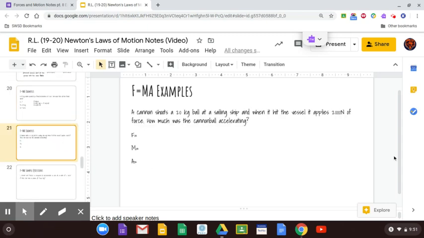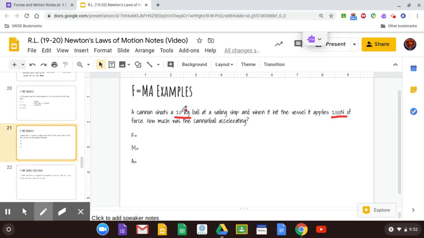This one says, a cannon shoots a 20-kilogram ball at a sailing ship, and when it hit the vessel, it applies 2,000 newtons of force. How much was the cannonball accelerating? So my goal is to do the same thing. I'm going to underline numbers and see where they fit.